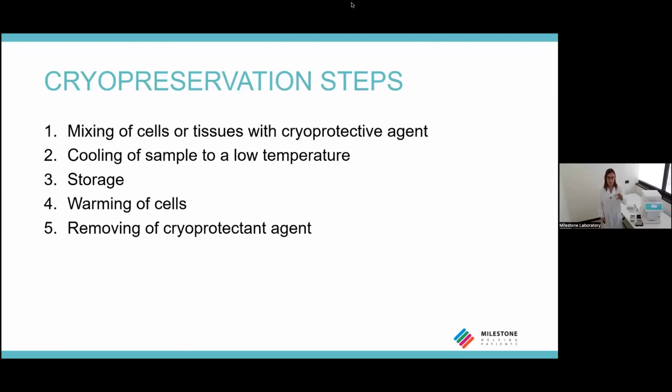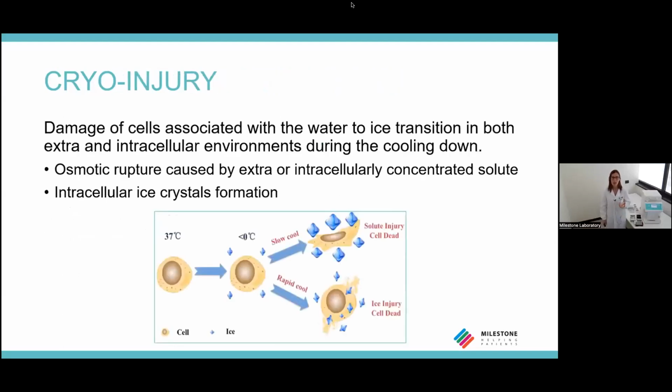The most critical step in all these phases is the freezing of the sample, because it's when a cryo-injury can happen. So, what is a cryo-injury? It's a damage of the cell associated with the water-to-ice transition.